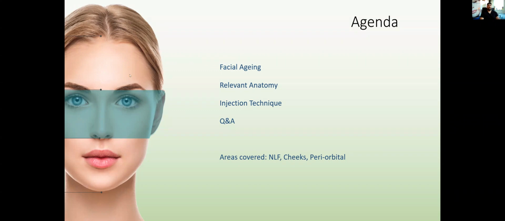So we're going to be talking about the periorbital region and the cheeks primarily. The nasolabial fold I will touch base on, and then we've got the perioral session in around 2 weeks' time, so I will cover it then.